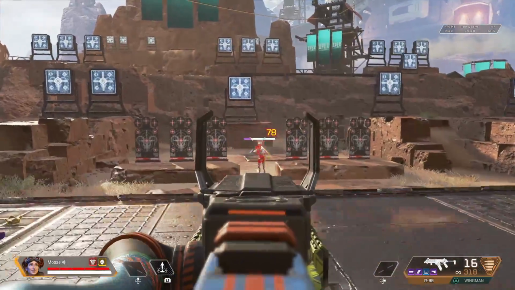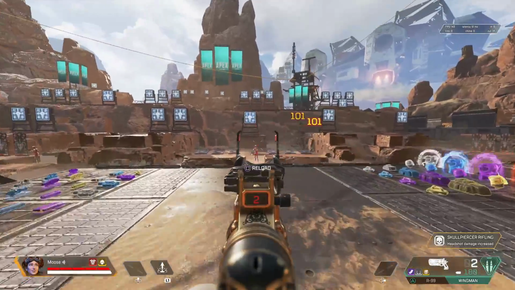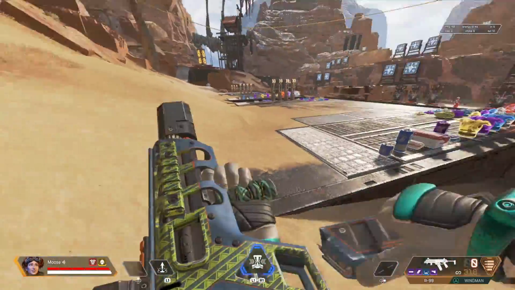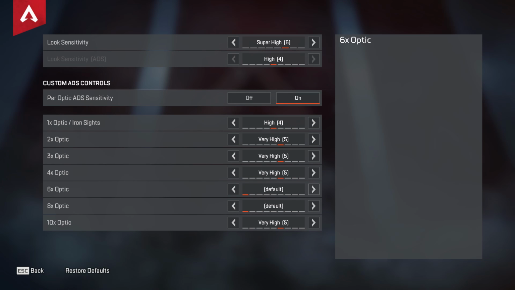I've always played on a higher sensitivity with no restrictions. So that is why I use this one as opposed to somebody who uses classic with a low sensitivity. As you guys are going to see on the screen right now, it is the linear 5-4 with a small look dead zone, as well as 5 on my per optic settings for everything up until the 4 times.